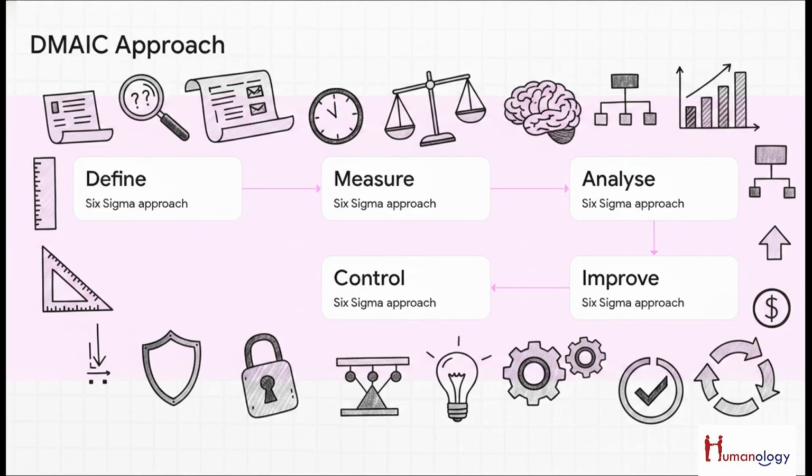Number 1, define. And honestly, this isn't just writing up some vague problem statement. The define phase is about drafting ironclad project charters. It's where you map the high-level process, often using tools like a SIPOC diagram to clearly outline suppliers, inputs, process, outputs, and customers. But most importantly here, you are ruthlessly identifying the voice of the customer, or the VOC.